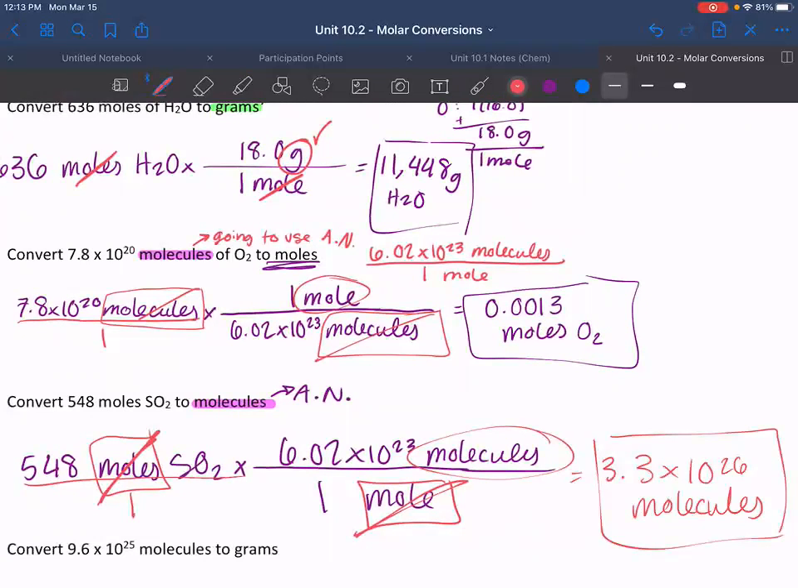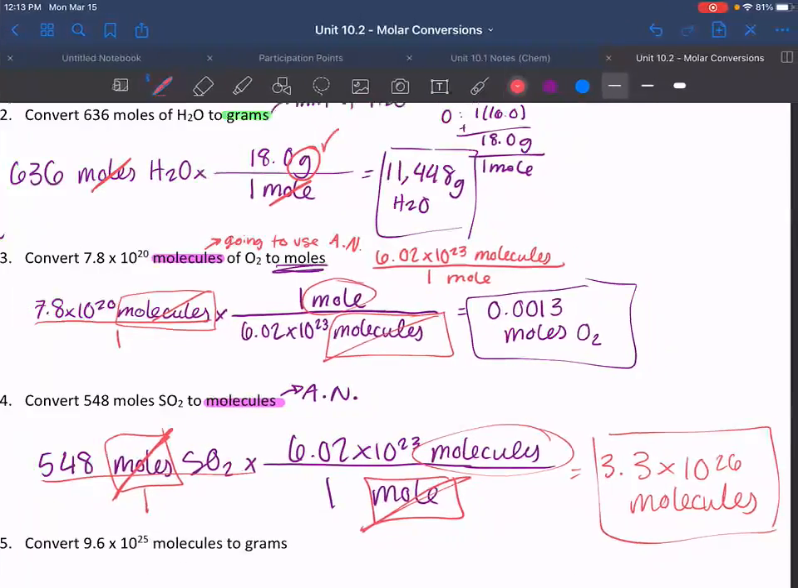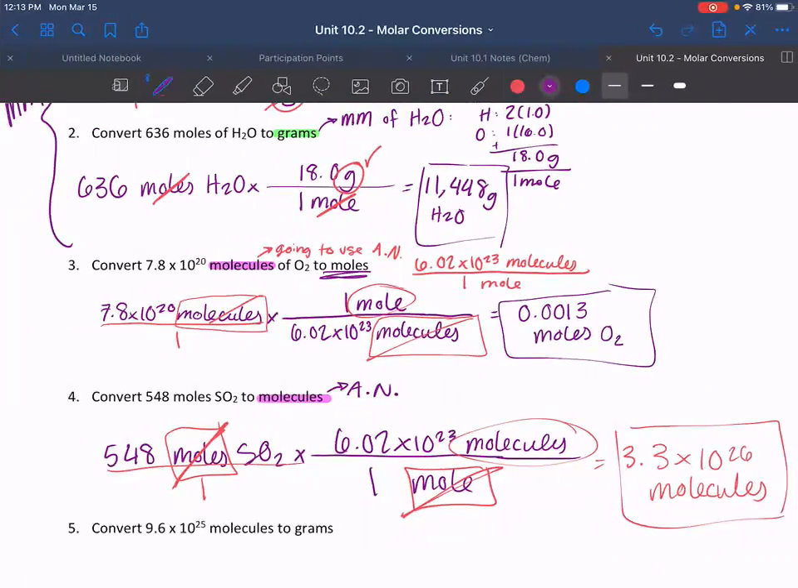What's up? Any questions about these two that we just did? So these two have to do with Avogadro's number. Any questions before we move on to the 2-step process?